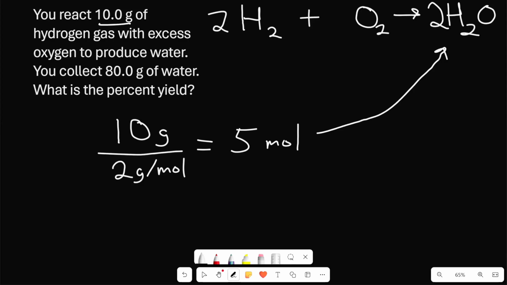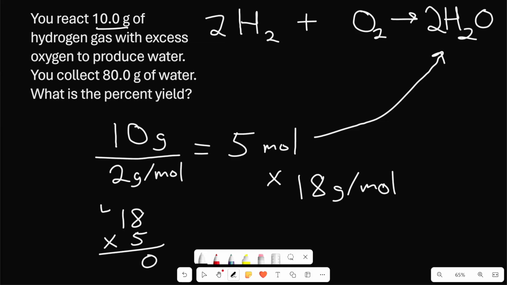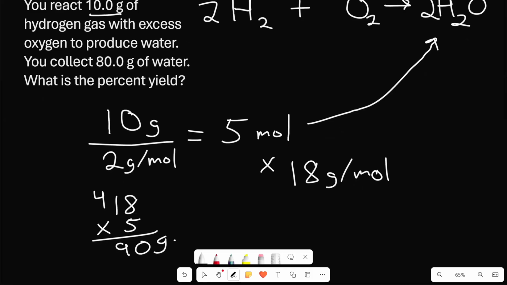So if we know that we're going to end up with 5 moles of water, then all you need to do is multiply that 5 moles by the molar mass of water, which as we discussed earlier is 18 grams per mole. We'll simply take our 18 and multiply by 5. In this case, I'm not going to approximate, because I want the theoretical yield to be exact. So we'll just do some simple multiplication. So ultimately, this shows up as 90 grams of water. If you remember our equation from before, what do we have to do? We have to take our actual yield, which was given by the question, which is 80 grams, and divide by 90 grams.